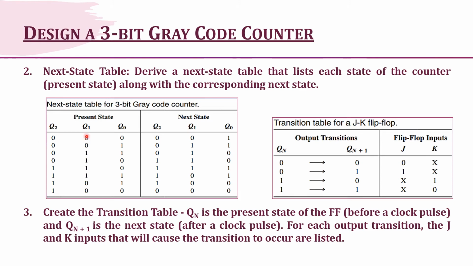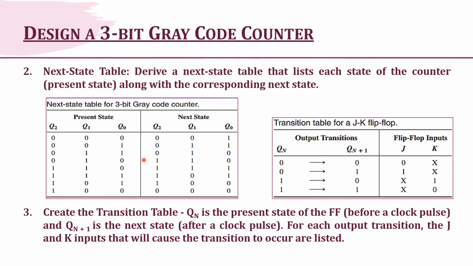If 000 is the present state, the next gray code state is 001. If the current state is 111, the next gray code is 101. From 101, it moves to the 100 state. From the 100 state, which is the last state of the 3-bit gray code counter, it moves to the 000 state. So this is the next state table for the 3-bit gray code counter. Fine. Now we need to create the transition table.